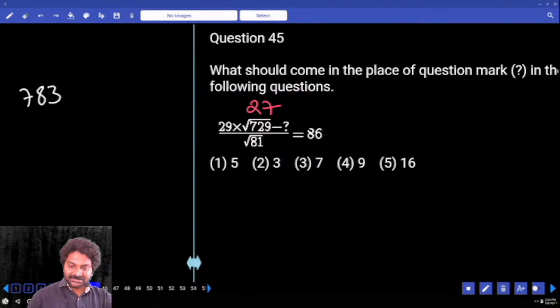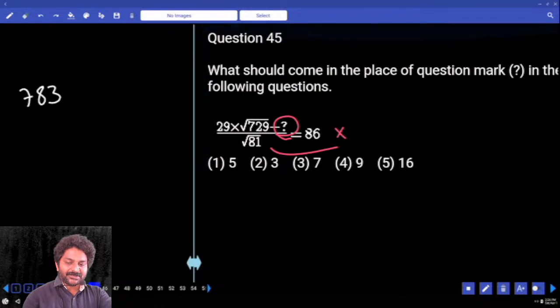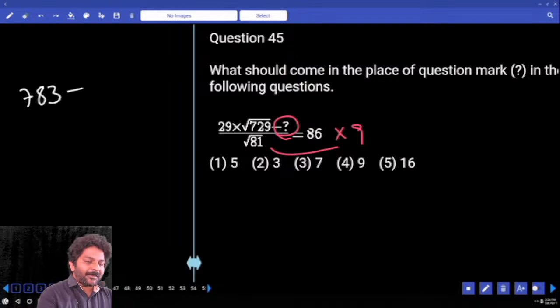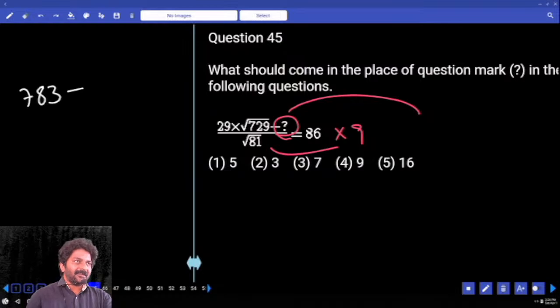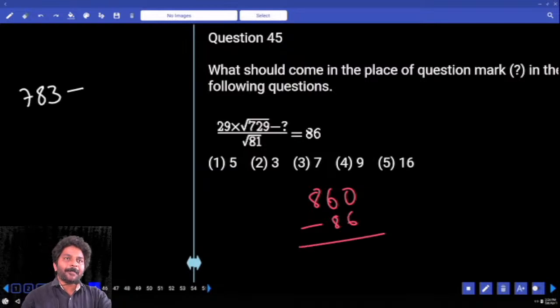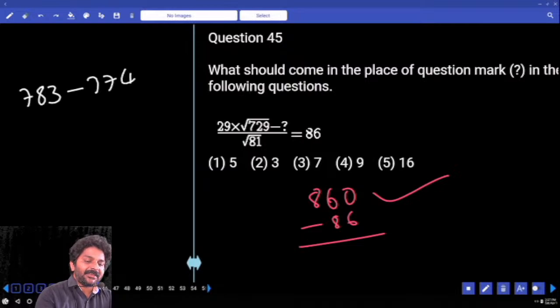783 minus x. Under root of 81, which is 9, goes to the other side and becomes 9 only. That means if you take 86 9 times to the left hand side, it becomes minus. Minus x going to the other side. And then 86 9 times comes to the left hand side, becomes minus. 9 times in the sense, can I take 10 times minus 1 time? Instead of 86, subtract 100, add 14. Subtract 100, 760, add 14. 774. Answer.